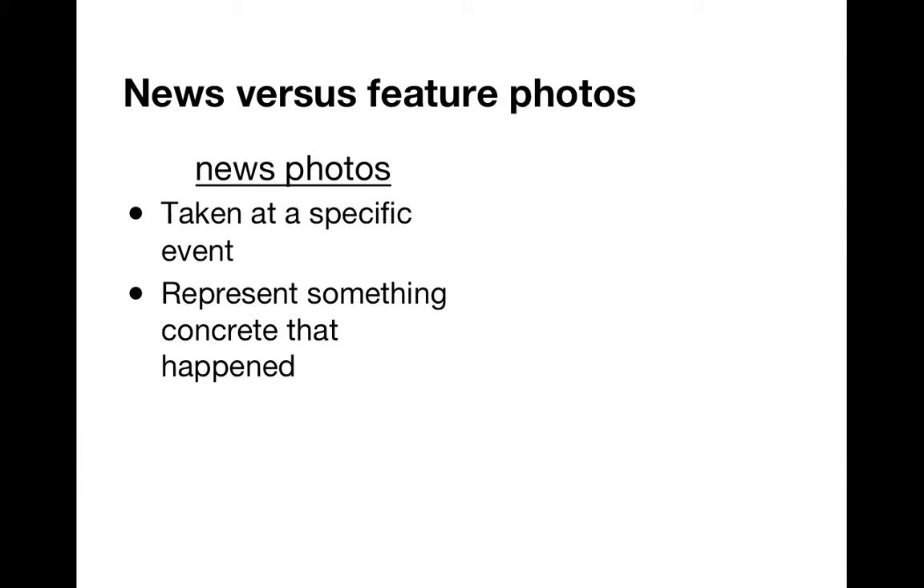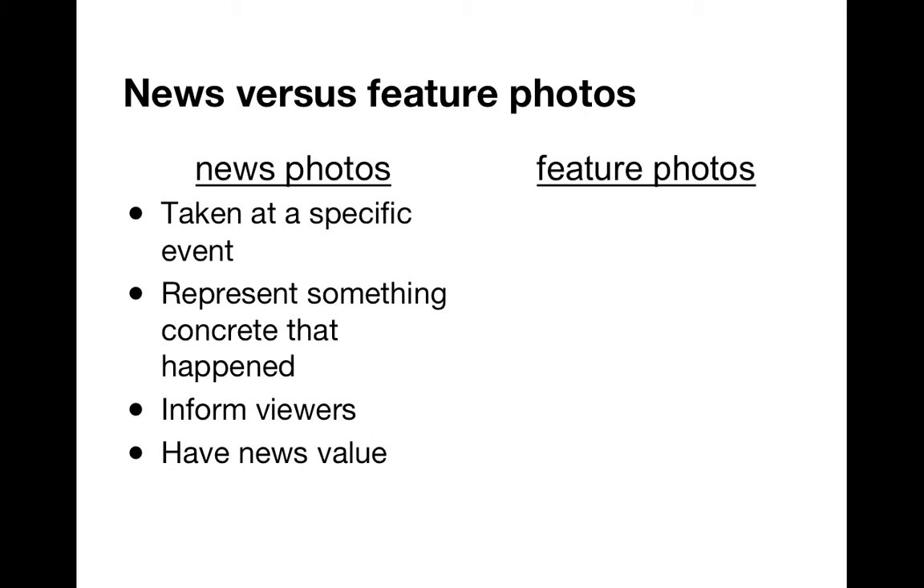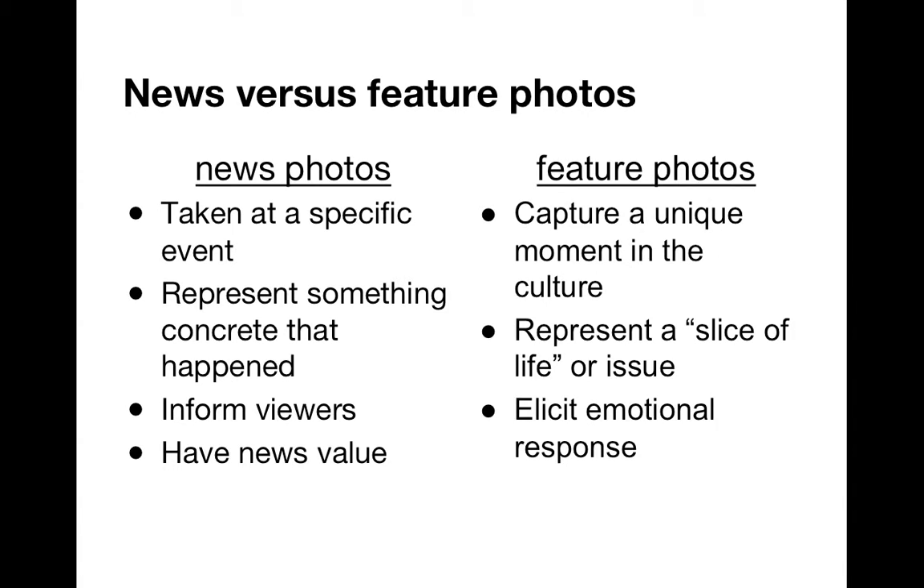If you take a look at the differences presented on this slide, you can see how some of those differences apply here as well. News photography is all about telling about something concrete, informing readers, showing specific details about an event or an occasion. Feature photography, though, is about more the emotional response, the humanity, the culture, that slice of life that a photographer manages to freeze in time.